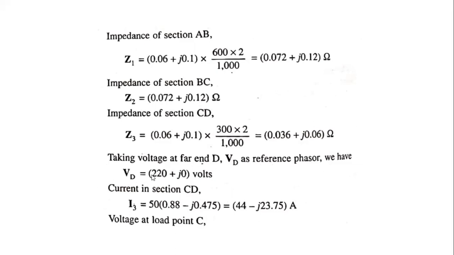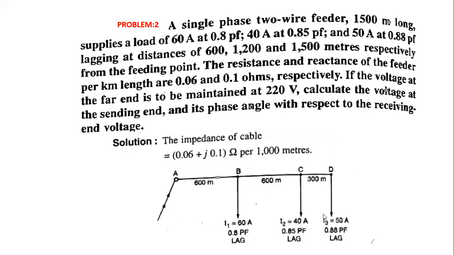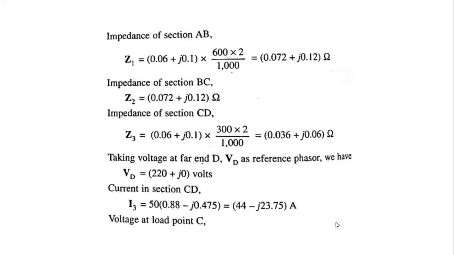Therefore, VD is equal to 220 plus j0. And then we calculate the current at the CD section, that is I3. What is the current at that point? 50 amperes. I3 is equal to 50 into cos phi minus j sin phi.